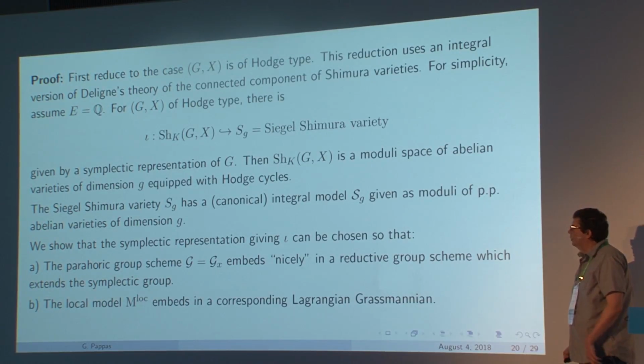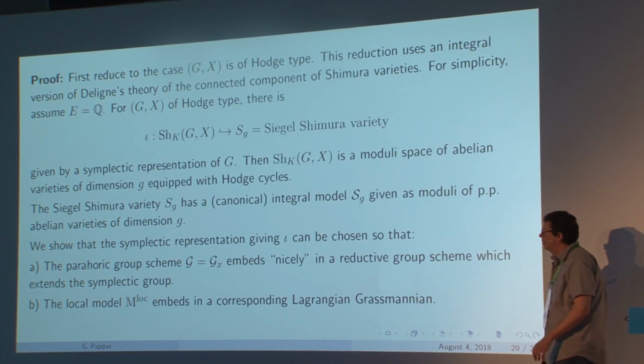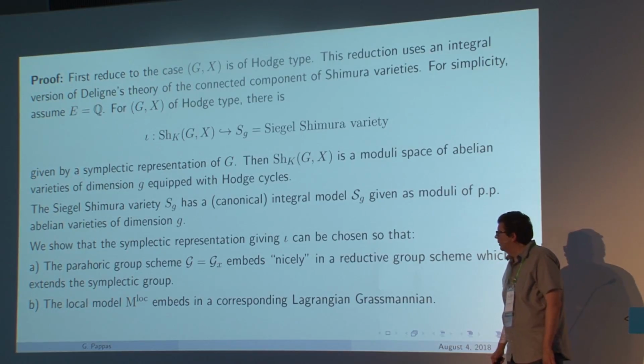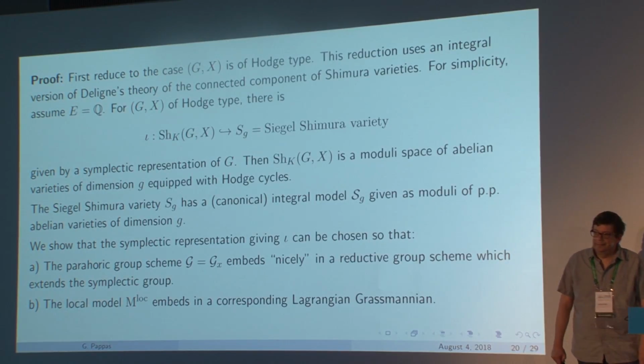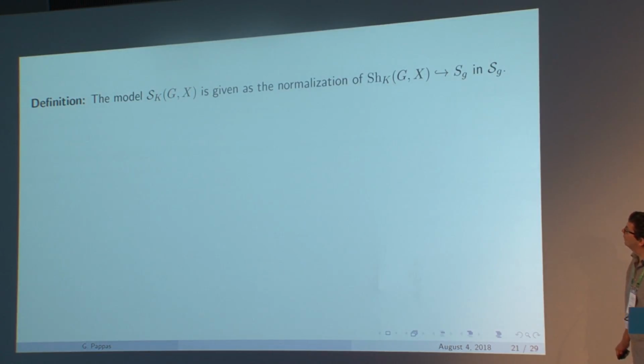And also I want to make sure at the same time that the local model embeds in the corresponding local model for a symplectic group, which is a Lagrangian Grassmannian. So this is a difficult thing to arrange, but it's possible. And now what you do is, after you make sure that the embedding satisfies those, then here's the definition. The model is the normalization of a Shimura variety in the integral model of a Siegel-Shimura variety.